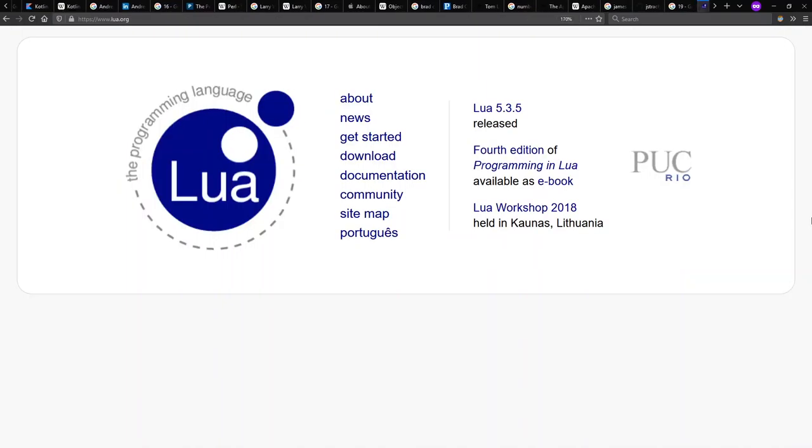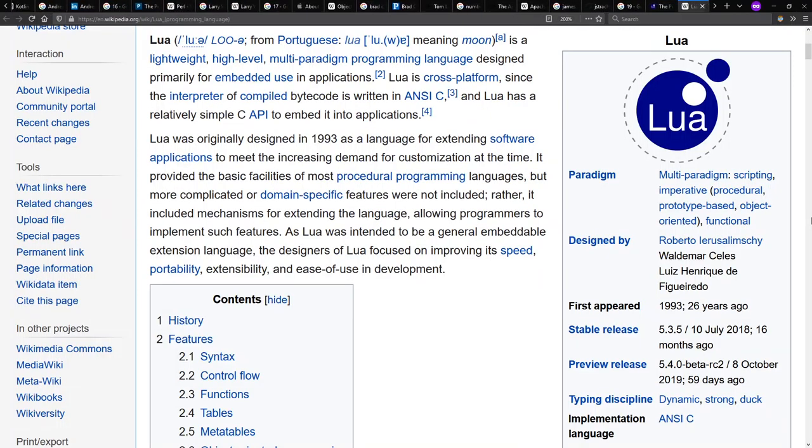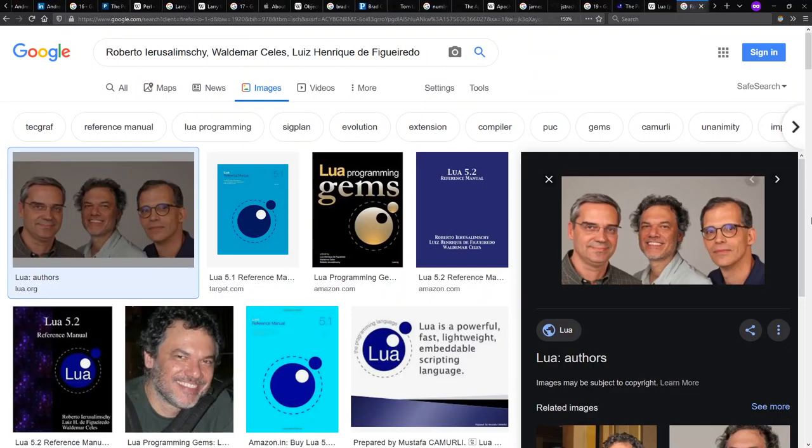Number 19, we have Lua. This was released originally in 1993, designed by Roberto Ierusalimschy, Waldemar Celes, and Luiz Henrique de Figueiredo. I don't really know Portuguese. That's my good try. Anyway, here we have these guys.